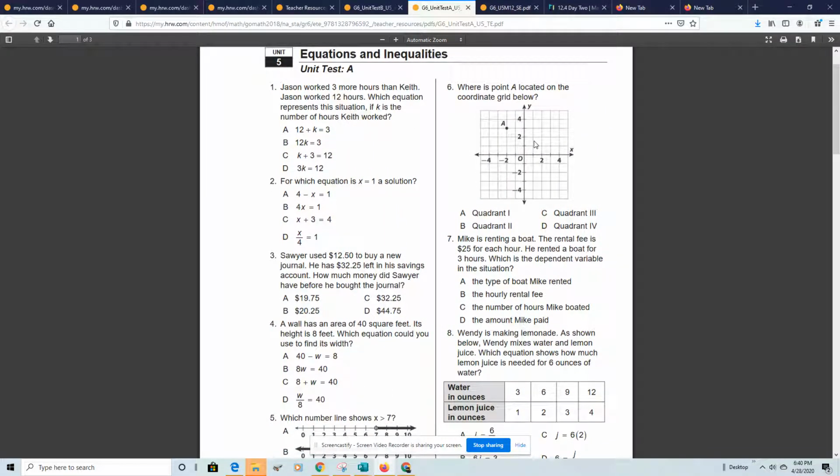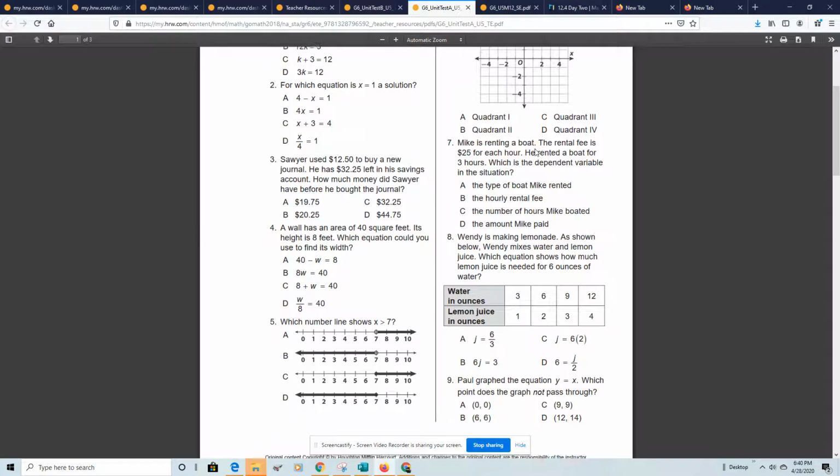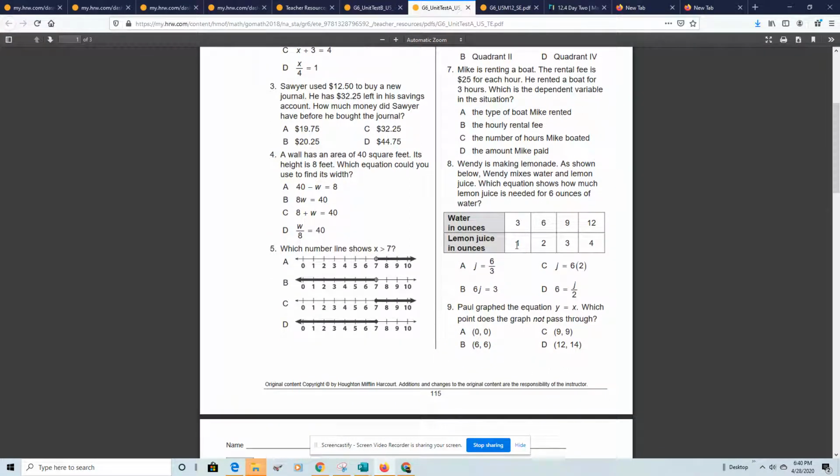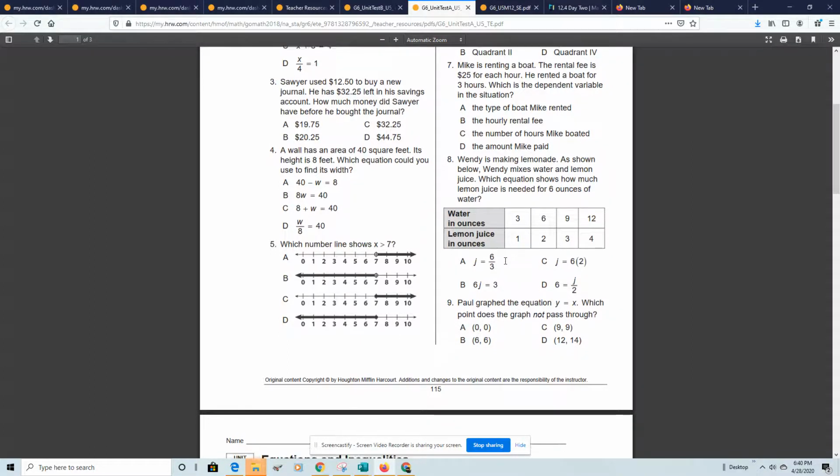Do you understand coordinate grids? Would you be able to graph points? Remember the quadrants, 1, 2, 3, 4, going clockwise, starting with positives. Dependent versus independent, which one causes the other one? The independent one causes the dependent one to happen. So you use that, taking a look at our tables to create an equation, finding that rule, using an equation, which point does not go in there.